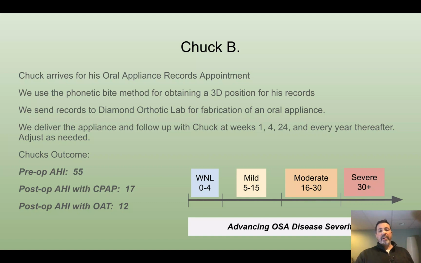Here's a little diagram here. This is the continuum of advancing OSA disease severity based upon their AHI number. Again, AHI is an acronym for Apnea Hypopnea Index. It's essentially how many episodes per hour that they have problems with their breathing. You can think of it that way. Well, normal people, it might happen a few times per hour. 4 and under is considered normal. 5 to 15 is mild. Moderate, 16 to 30, and then severe, 30 plus. Again, you'll have patients in the hundreds.